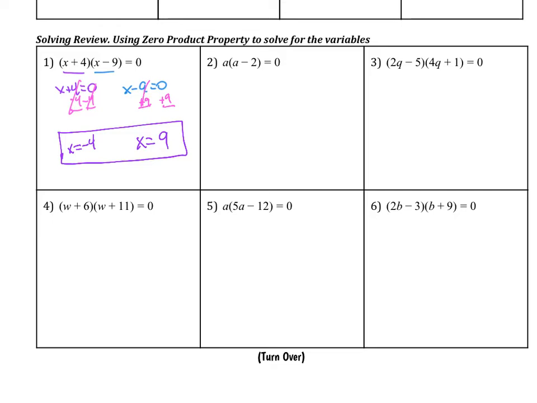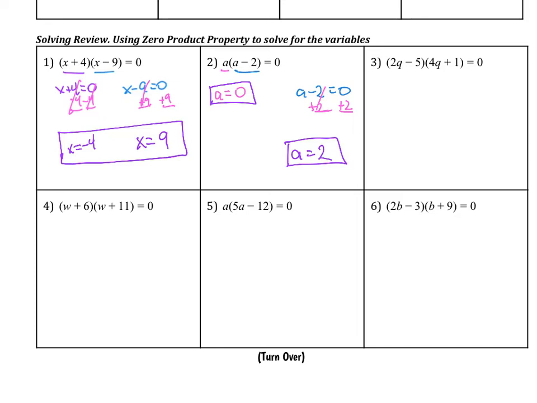Okay, number 2, let's try this one. It looks a little different. We have a in the front, so we're still going to set each piece equal to 0. So this is a equals 0. Then on the right, that is a minus 2 equals 0. On the left side, that's already solved, a equals 0. On the right, let's finish that out. We add 2 to both sides. So the answers are a equals 0 and a equals positive 2.